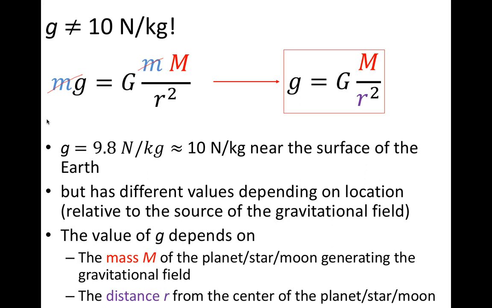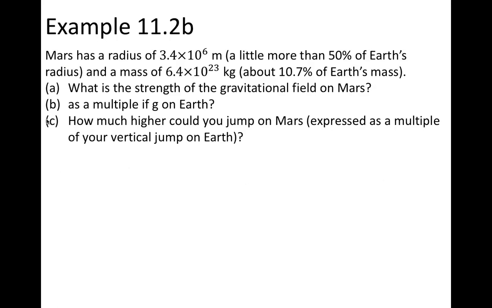Okay, so g is probably not going to be 10 except at Earth's surface. It will have different values at different locations. So what if we go to Mars? Mars has a radius that's a little more than half of Earth's radius and a mass that's a little more than 10% of Earth's mass. So you should expect that the strength of gravity on Mars's surface is going to be less than the strength of gravity on Earth's surface. So let's work out what that should be.